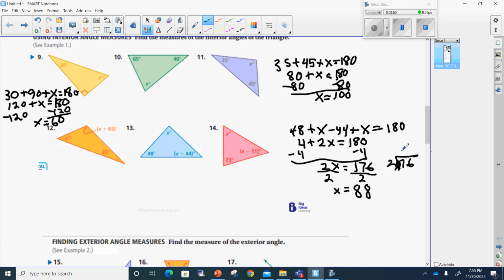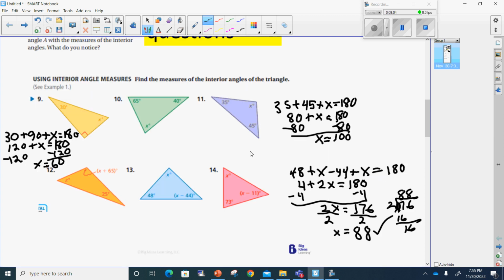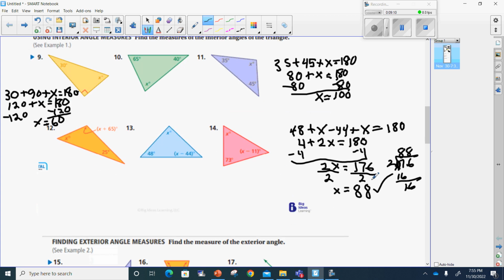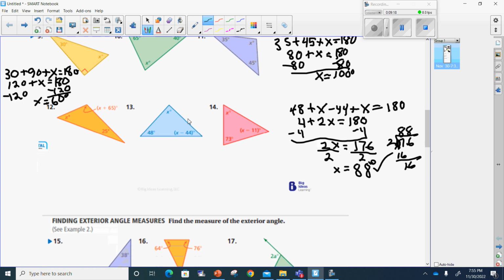Two goes into 17 8 times. That leaves me 16 left over, and 2 goes into 16 8 times. So 88 is correct. It says find the measure of the interior angle of the triangle, and we found that was 88 degrees. Let's make sure we put a degrees on all these, because these are angles that we're talking about.